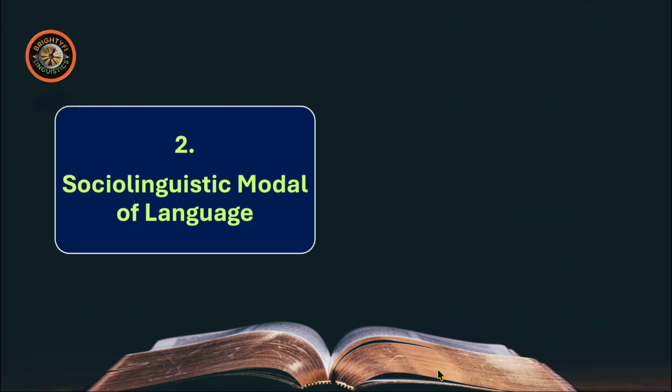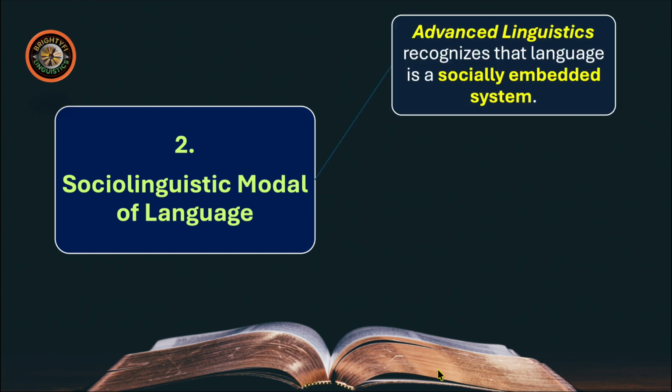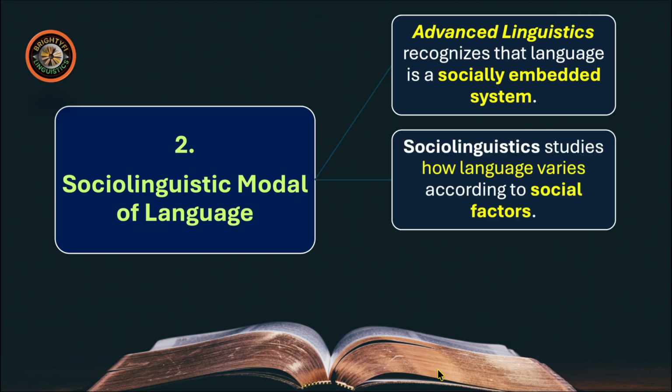That is point number 2, sociolinguistic model of language. Advanced linguistics recognizes that language is a socially embedded system. Language happens in mind, but it is influenced by the society in which we live. Without society, language cannot exist. So it is socially embedded, socially interlinked, socially connected. Without society, simply language cannot exist. We move on to the next.